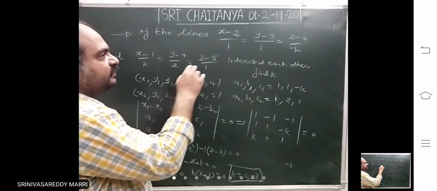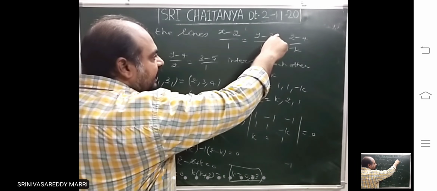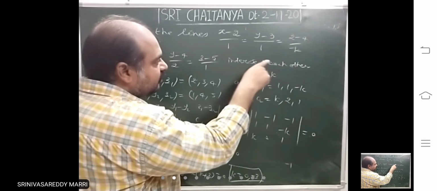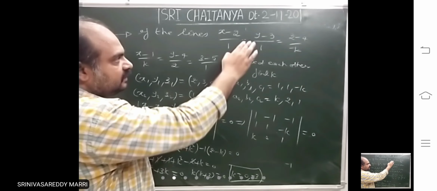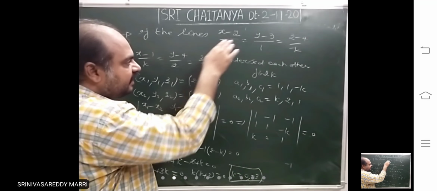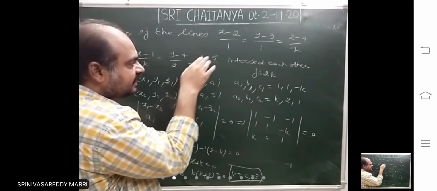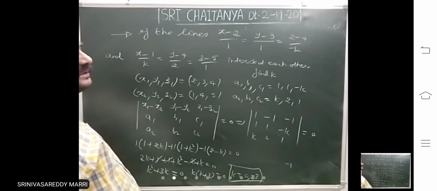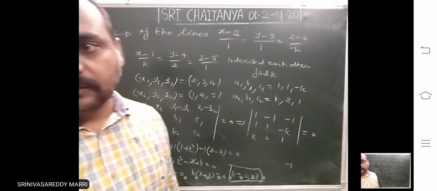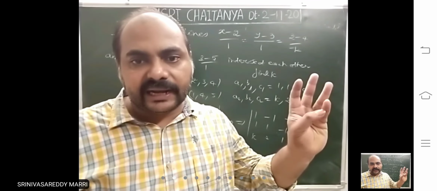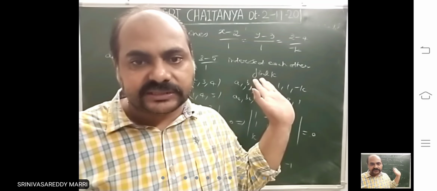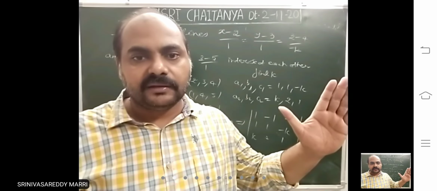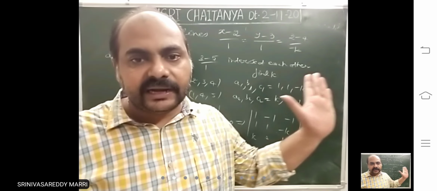Two lines will be given to you and a variable. If the lines intersect each other, are parallel to each other, or are coplanar, the determinant equals 0. If the lines will not intersect, are not parallel, or are non-coplanar, the determinant is not equal to 0. This is a very important model. If the lines are coplanar, parallel, or intersecting, the determinant equals 0. If the lines are non-coplanar, not intersecting, or skew lines, then the determinant is not equal to 0.